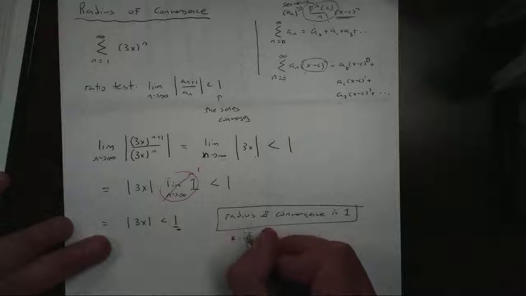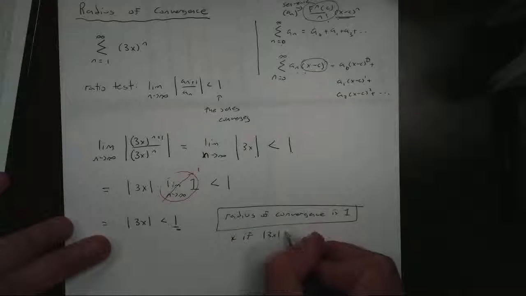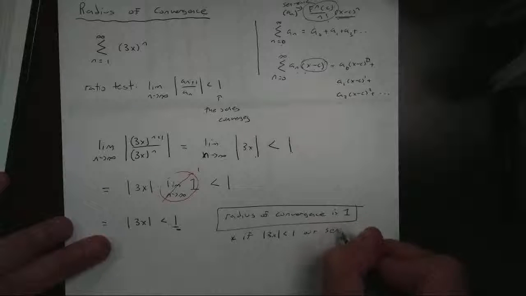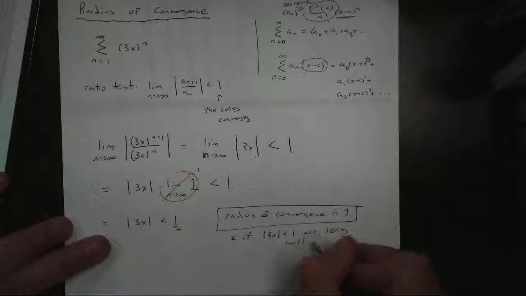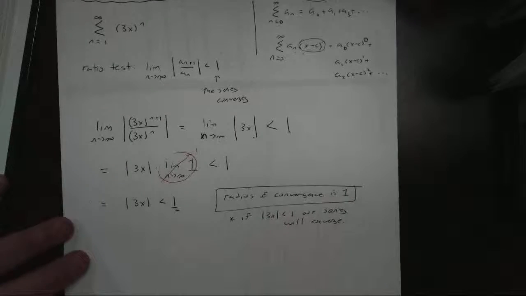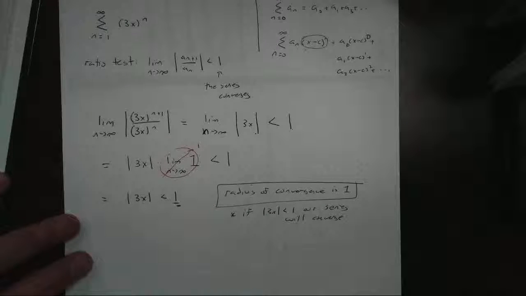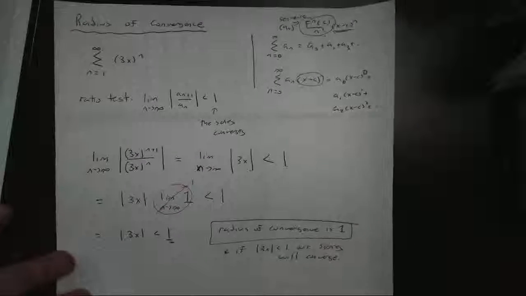And this is what it says. If the absolute value of 3x is less than 1, our series will converge. That's called the radius of convergence. Now we can use this to get what we call the interval, which we'll talk about in another part, okay? But let's take a look at another example at trying to find the radius of convergence here.